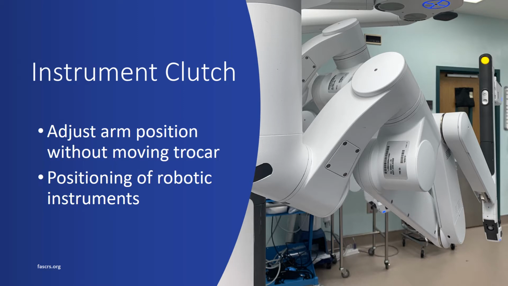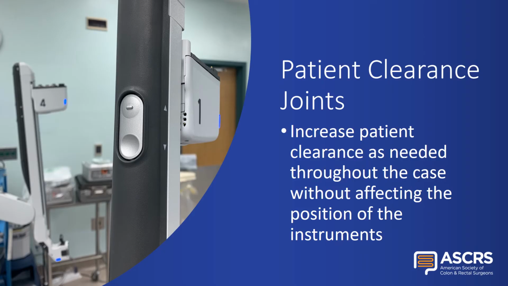The instrument clutch allows adjustment of the robotic arm without movement of the trocar and assists with positioning of the instruments. Finally, the patient clearance joints. These are used to increase clearance between the arm and the patient, as well as clearance between each arm as needed throughout the operation without affecting the position of the instruments.